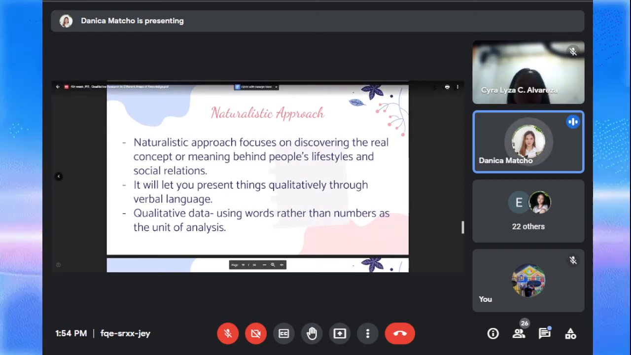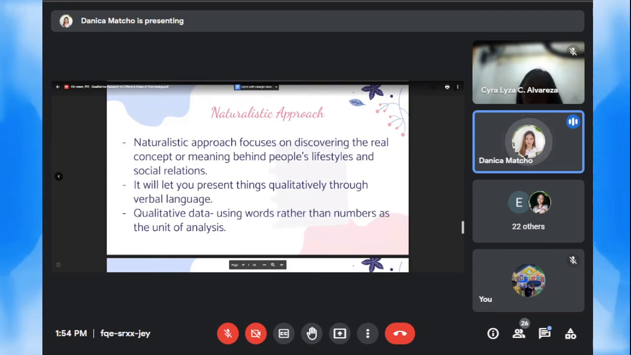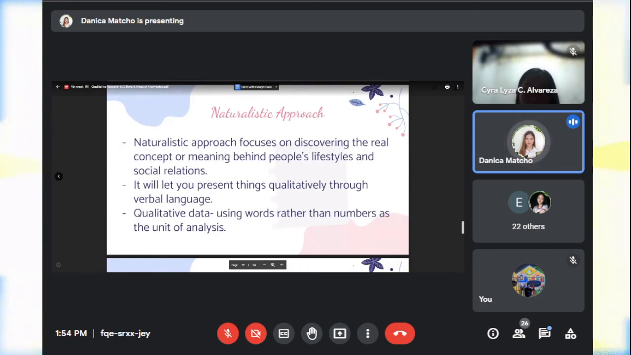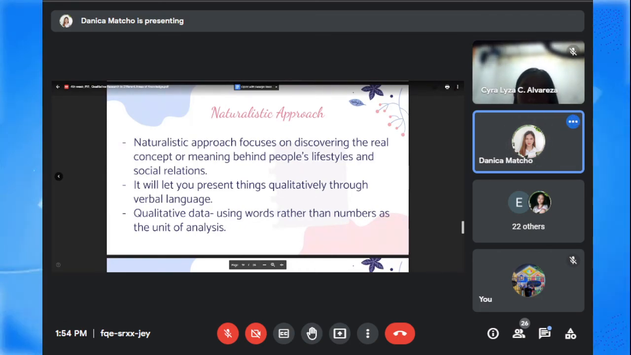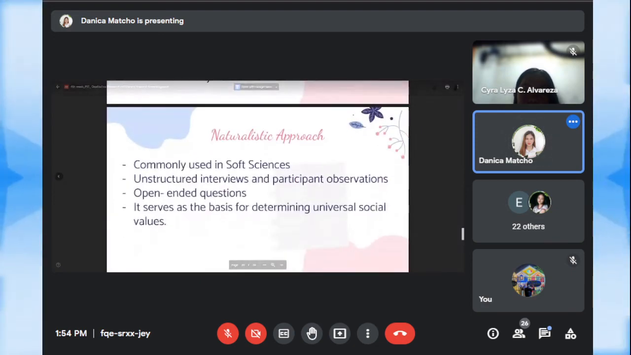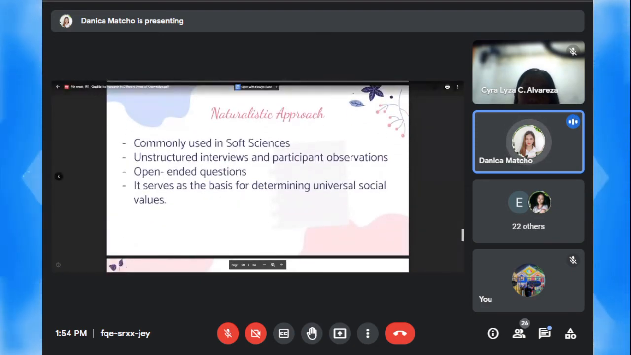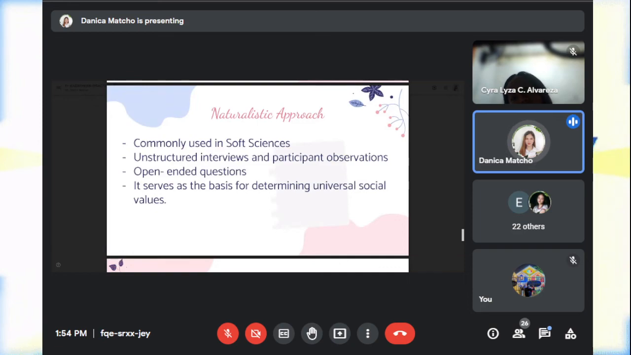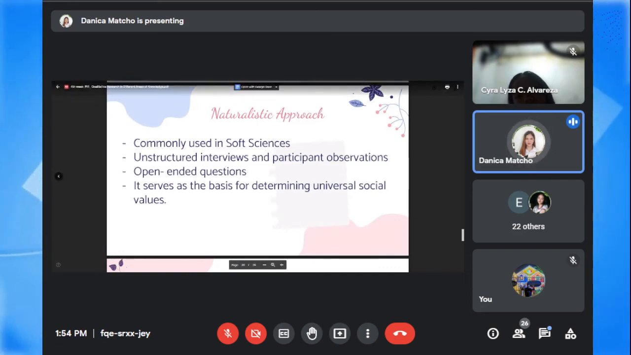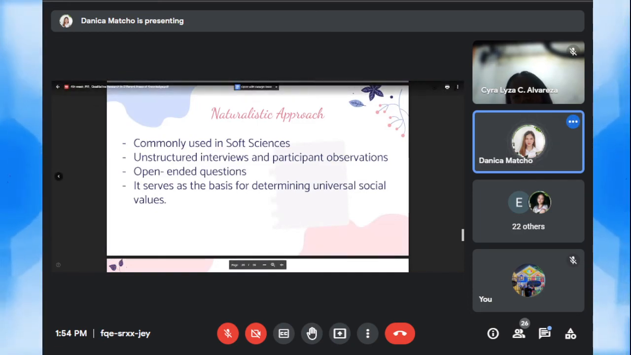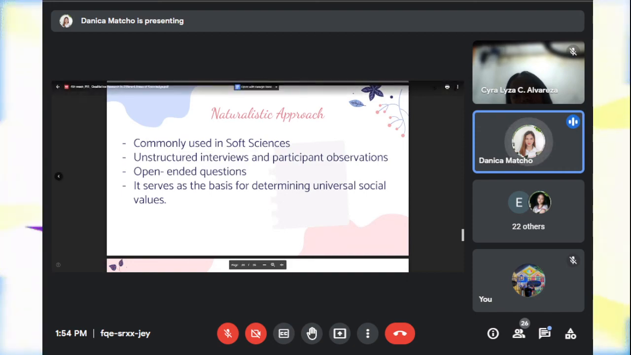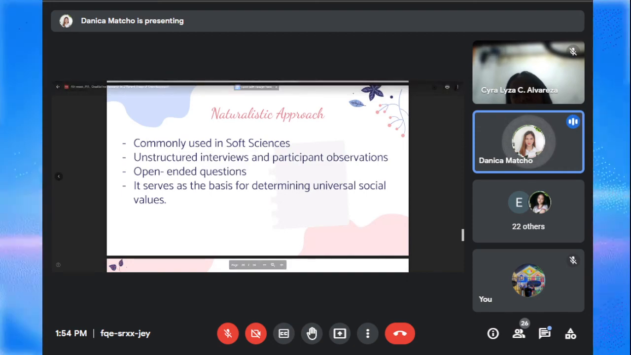Are we clear with naturalistic approach? So connected sila, ha: soft sciences, qualitative research, and naturalistic approach. And so it is commonly used in soft sciences like what is stated. And here you will be using unstructured interview and participant observation, as well as open-ended questions.